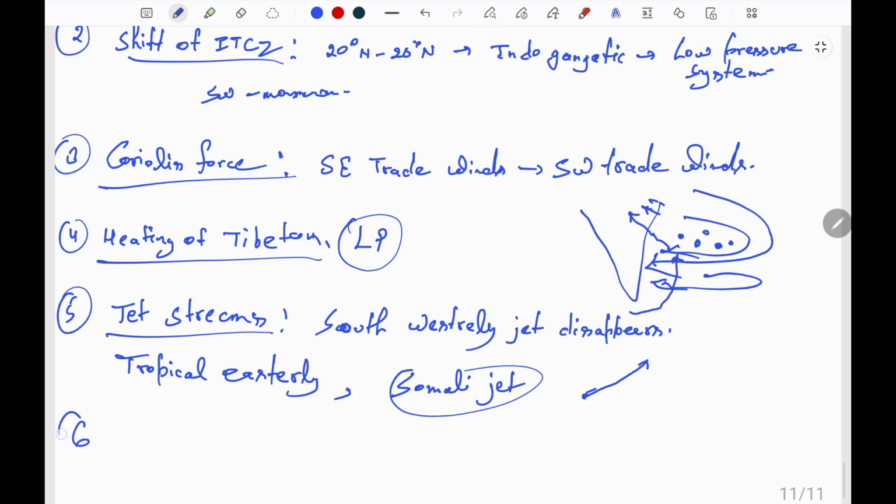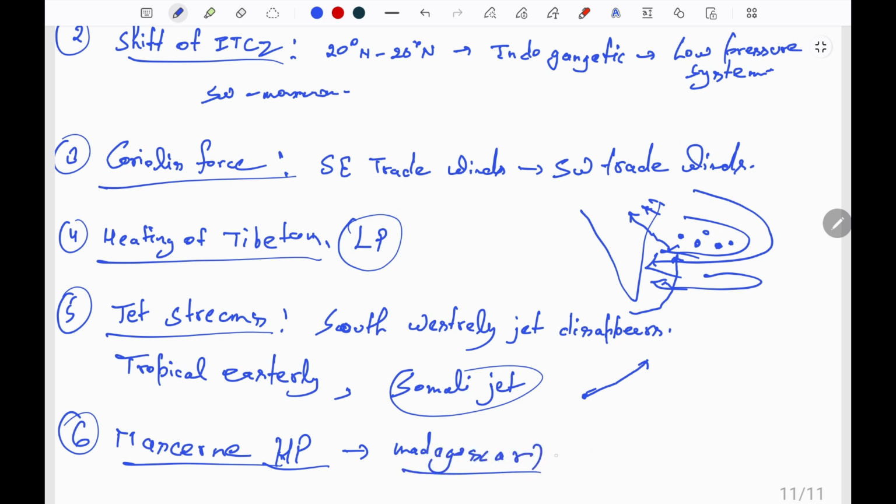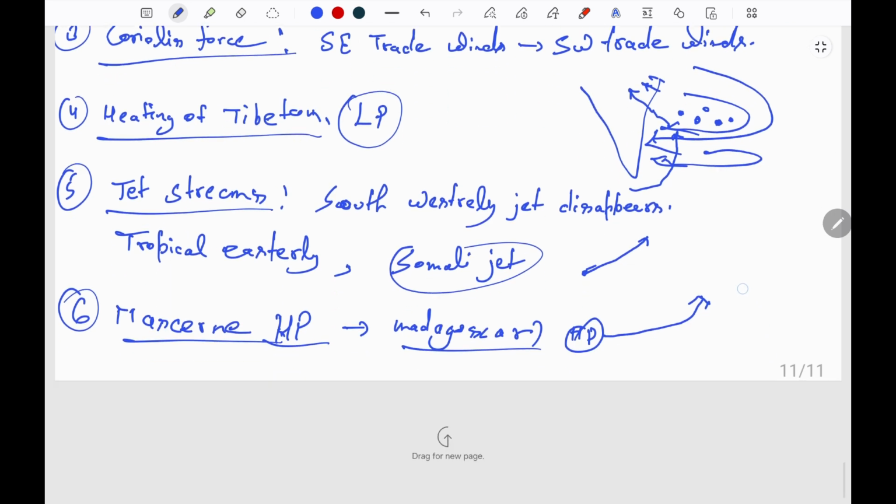The next factor is the Mascarene high pressure. This is a high pressure system in the subtropical region near Madagascar island, which further intensifies in the summer season. If this high pressure system intensifies, it will push more wind towards the southwest, towards the Indian subcontinent, intensifying the monsoonal system. Now there are some factors that are indirectly affecting the Indian monsoon.